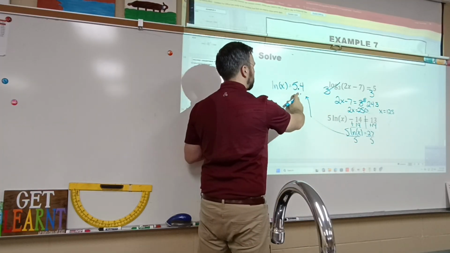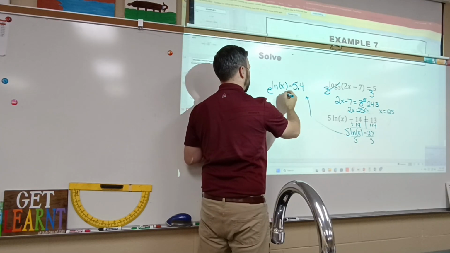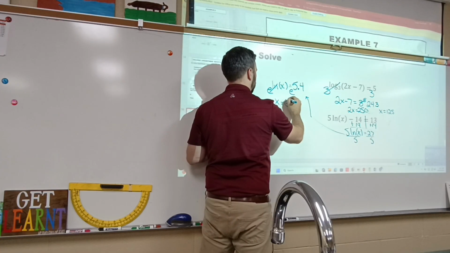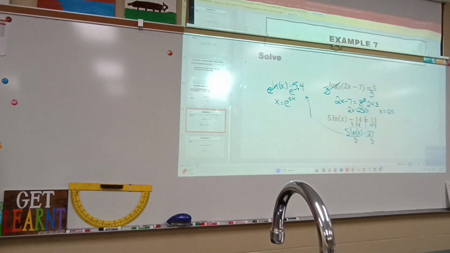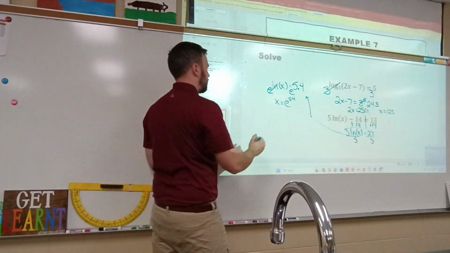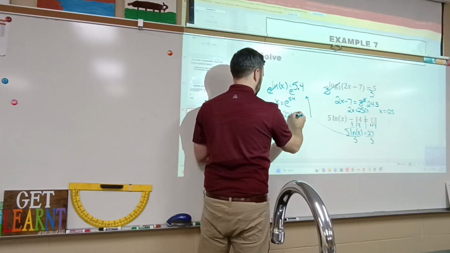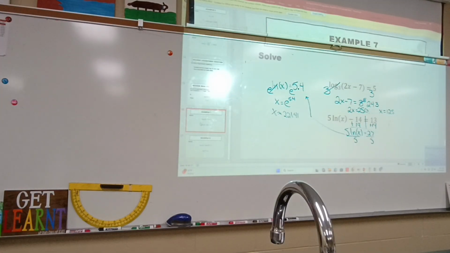Now that I have this isolated, how do I get rid of natural log? What's my base? E. So x is e to the 5.4. If you want decimals, 221.41. I'll be honest, in calculus, you're just going to leave those as e. You rarely change an e to a decimal.